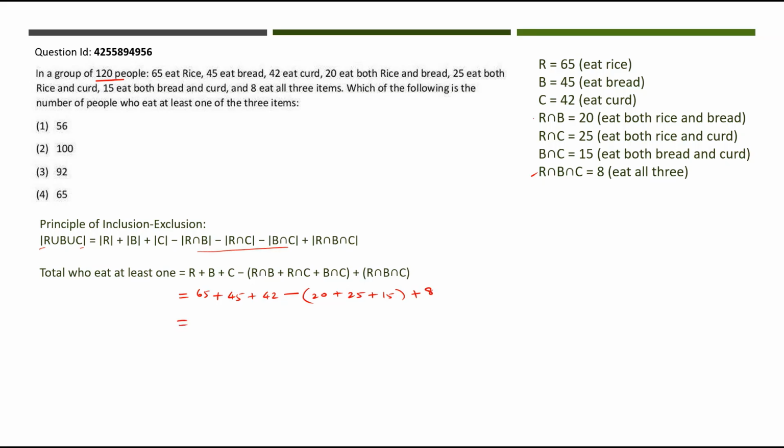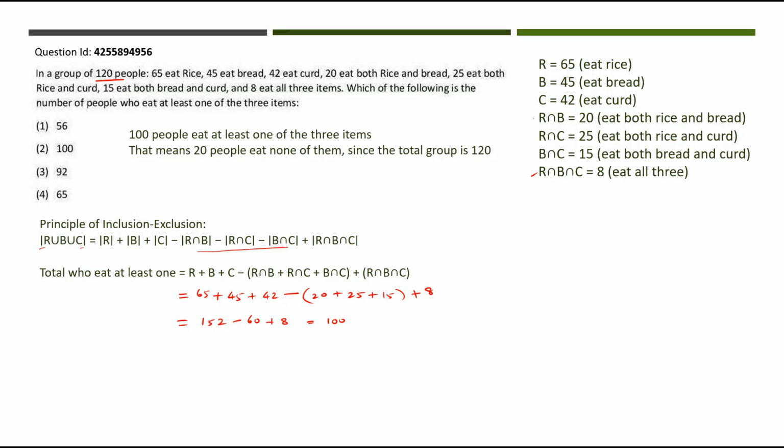65 plus 45 plus 42 will give you 152, minus 20 plus 25 plus 15 will give a count of 60, then this plus 8. 152 plus 8 will give you 160. 160 minus 60 will give you 100. So altogether 100 people eat at least one of the three items.